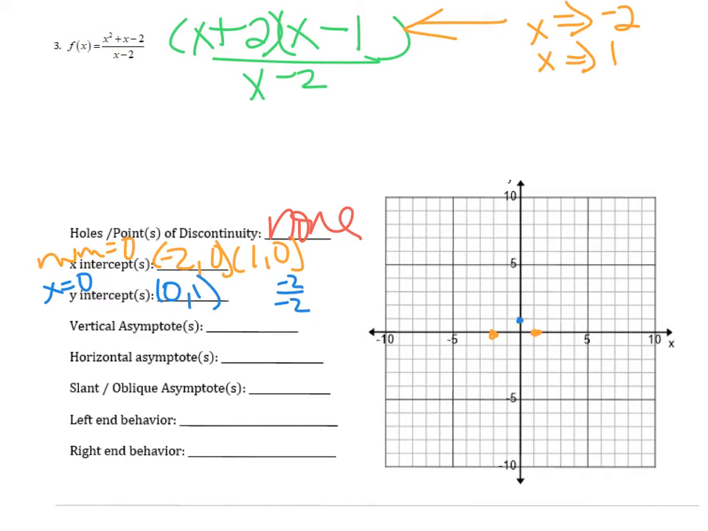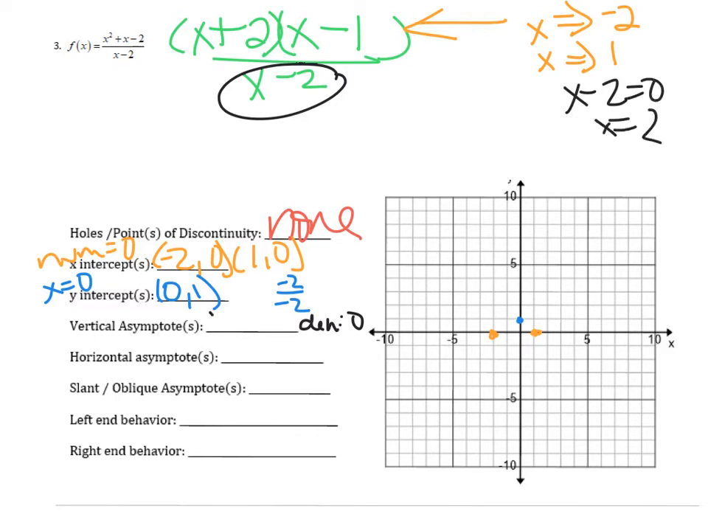Vertical asymptotes, you set your denominator equal to 0. So my denominator equal to 0, x minus 2 equals 0. Actually, let me move it over here. x minus 2 equals 0, x equals 2, x equals 2. Vertical line here.